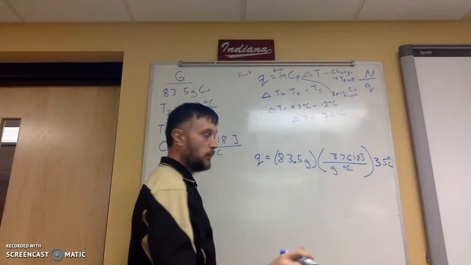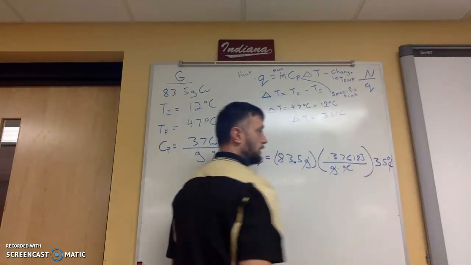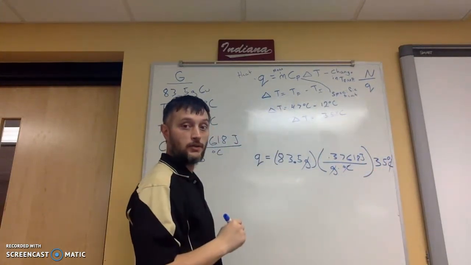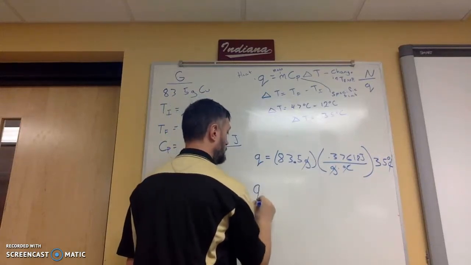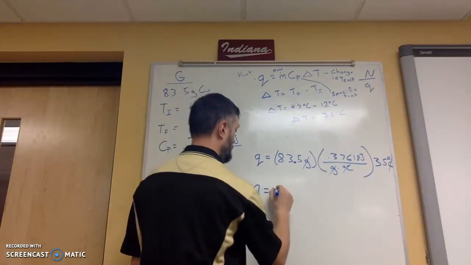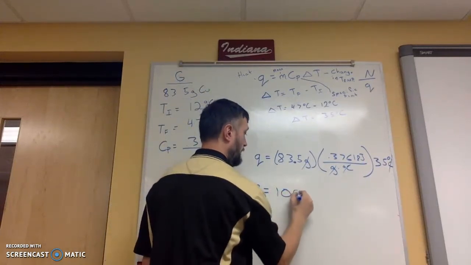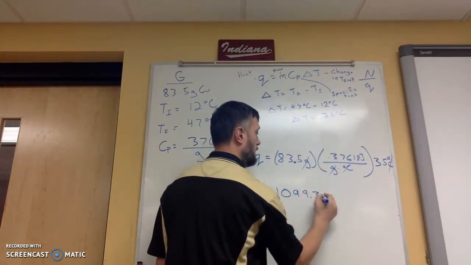So let's cancel some units. Grams cancels, Celsius cancels. Now all that's left is joules. That's a measurement of energy. Awesome. So Q is going to equal 1099.39 joules.